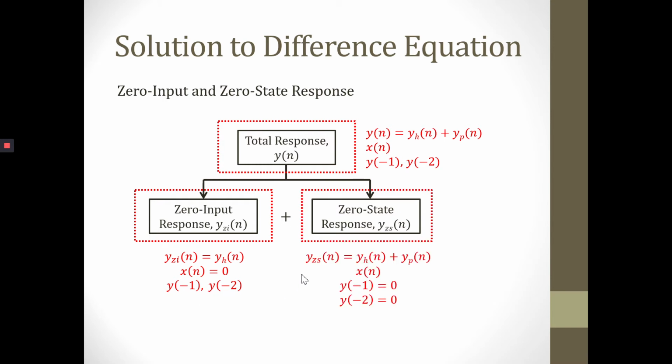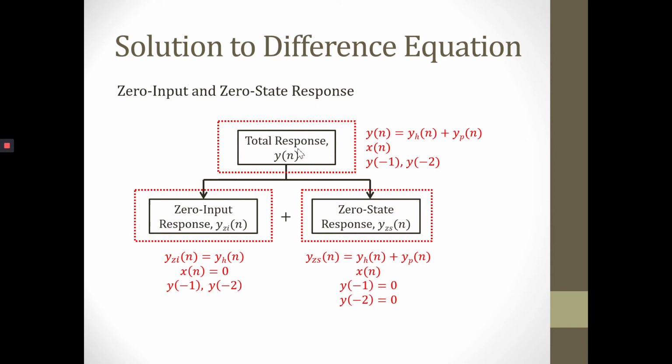Next, we try to solve the difference equation using zero state response. In this case, the zero state response is equal to homogeneous solution plus particular solution, where we depend on the input signal and zero initial conditions. In this case, y[-1] is equal to 0 and y[-2] is equal to 0.